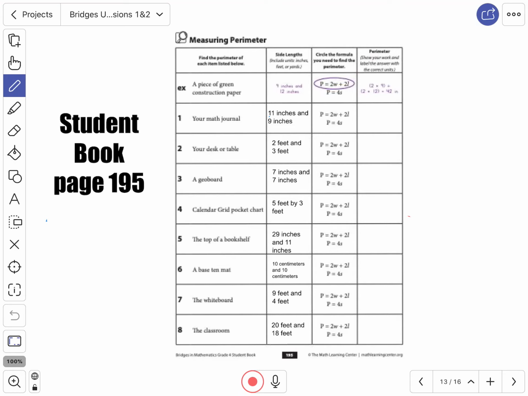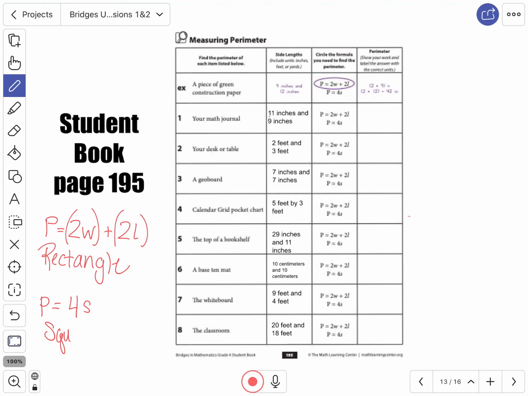So for the math journal. All right, so notice that you have 2 different formulas. I'm going to show you both of them. One of them is P, perimeter, equals 2 times the width plus 2 times the length. And you typically put those in parentheses to kind of help you out. That is when you have a rectangle that you're working with. Okay? When you have a square that you are working with, you're going to use that perimeter equals 4 times the sides. And you use that for a square because we know that a square, all of the sides are going to be the same length, right? Which means that we can use that instead. We can multiply the sides by 4 to know what the answer would be.